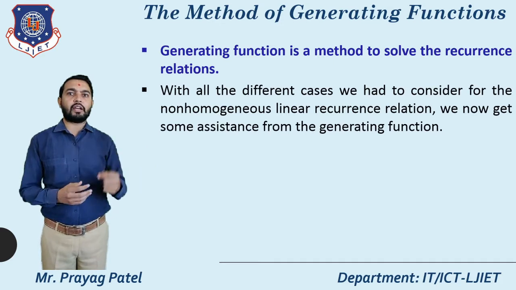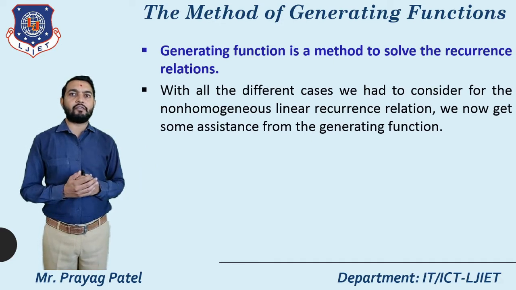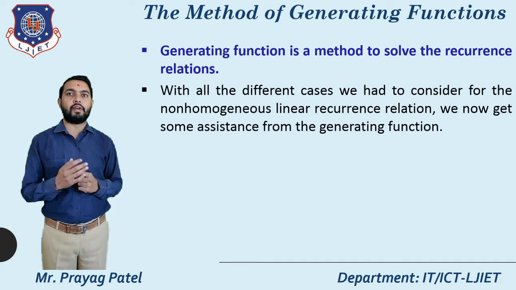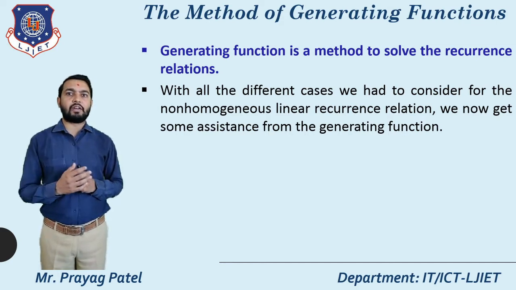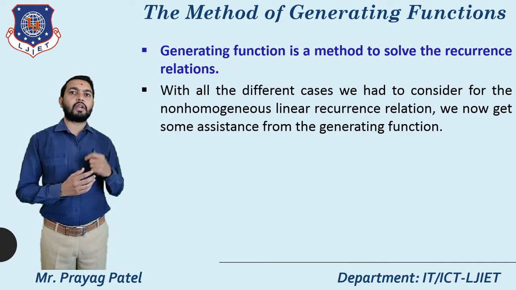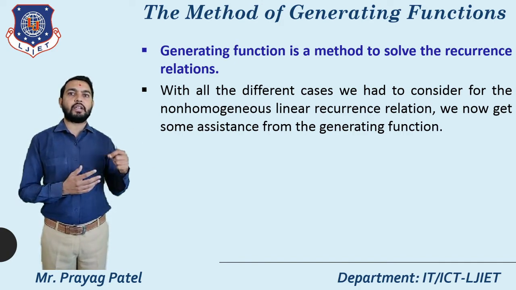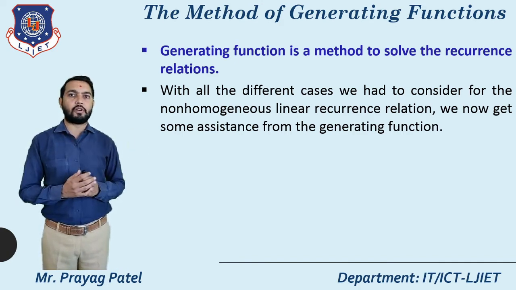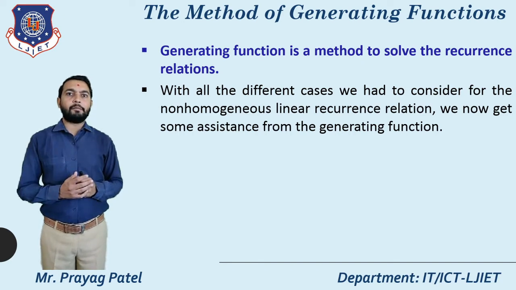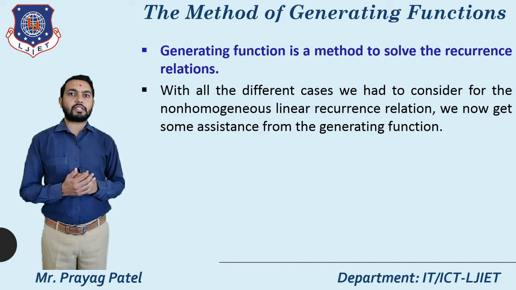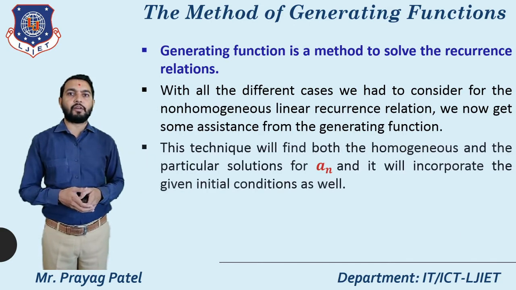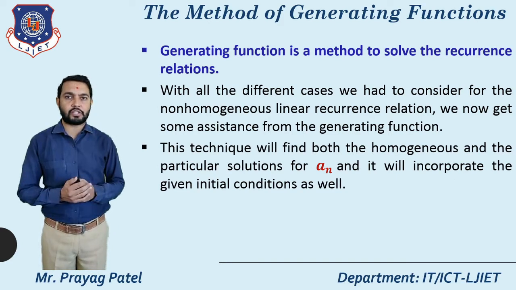For the recurrence relation, we can use four methods for solving it. First is the first order recurrence relation, then the second order, next the non-homogeneous recurrence relation, and last is the method of generating function. With all the different cases we had to consider for the non-homogeneous linear recurrence relation, we now get some assistance from the generating functions. So for solving the recurrence relation, we can use the generating function.